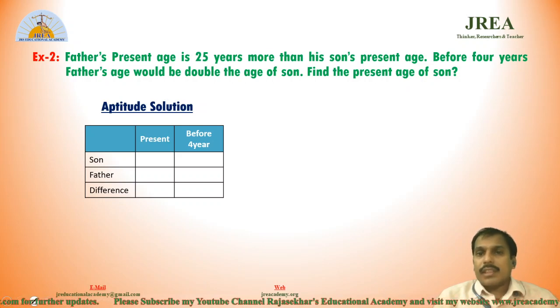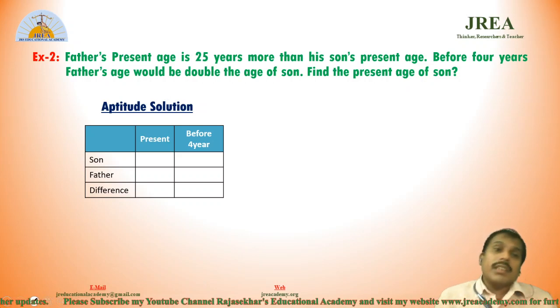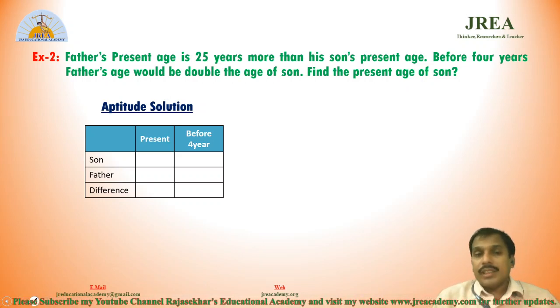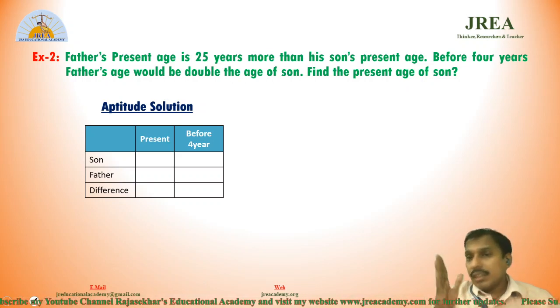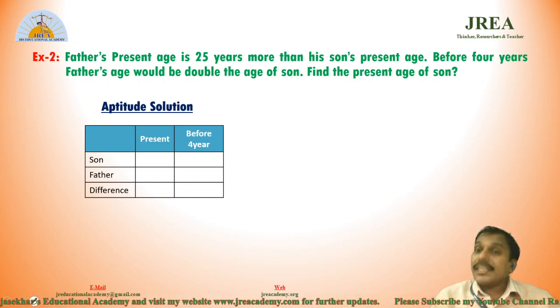That may be present, or after 3 years, or before 3 years or before 4 years, whatever it may be, the difference between the father's age and the son's age is the same. That is 25 years. Keep this in mind. That is the first law. Next, before 4 years, father's age would be double the age of the son. That means before 4 years, not after 4 years.